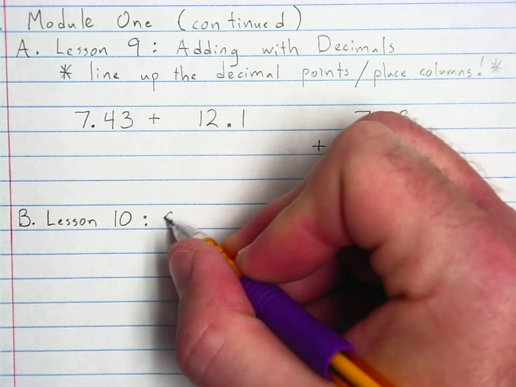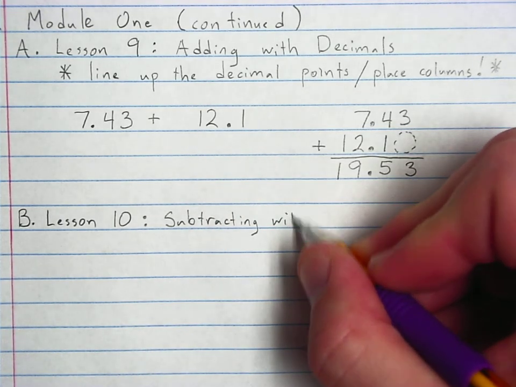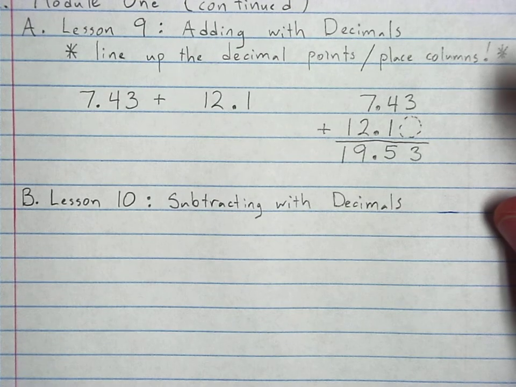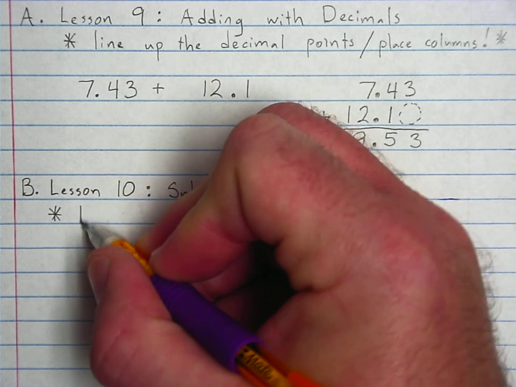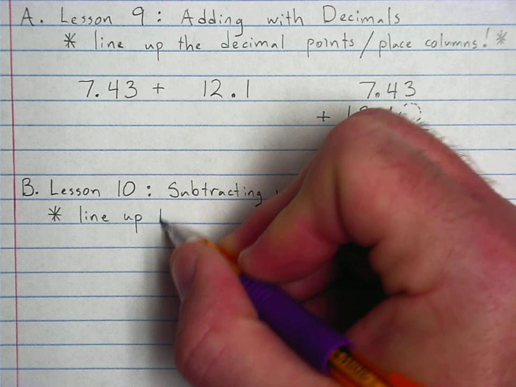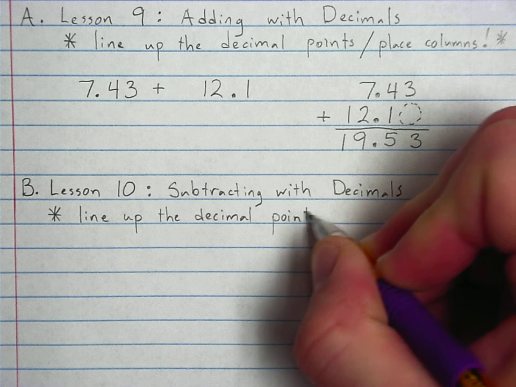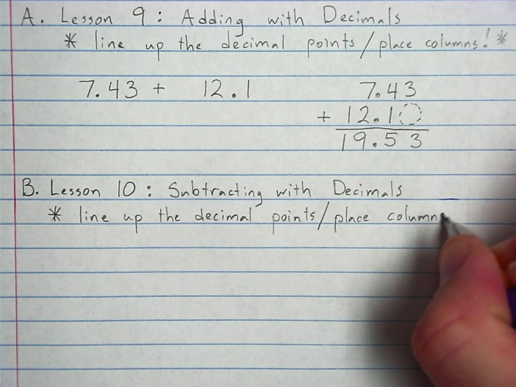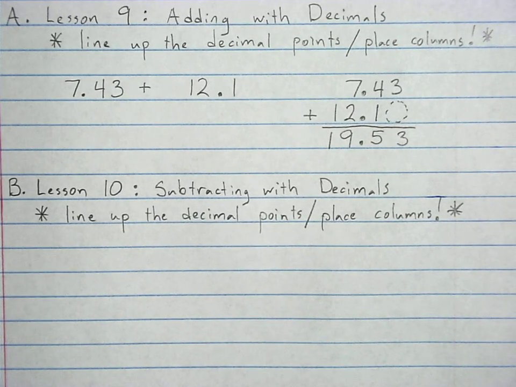Okay. Subtracting with decimals. Really? I keep saying it, it is the same thing. It is not that different. Once again, line up the decimal points, line up the decimal points and those place columns. Probably seems silly to write that again, but with addition and subtraction, it is super, super important. Do not forget.